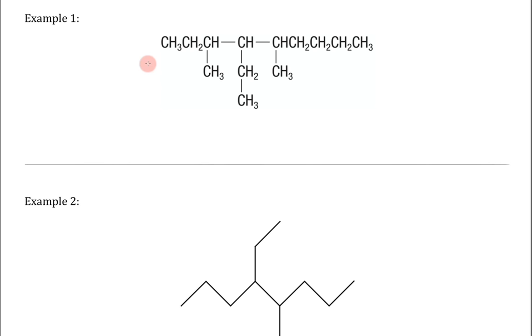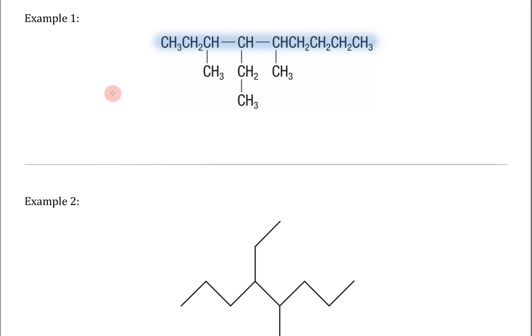Okay, and in this particular example, you can perhaps see that the longest continuous chain of carbon atoms is this chain. Let's count how many carbon atoms are in the chain. So we have 1, 2, 3, 4, 5, 6, 7, 8, 9 carbon atoms in total. And just for clarity, I will highlight that main chain. Okay, so this is our main chain of carbon atoms.